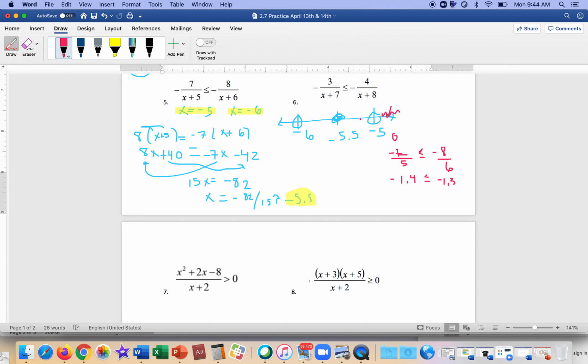If we plug in a value in this region, let's say we plug in negative 5.1. Let's see, negative 5.1 plus 5. If I plug that in, let's say we're doing negative 5.1.